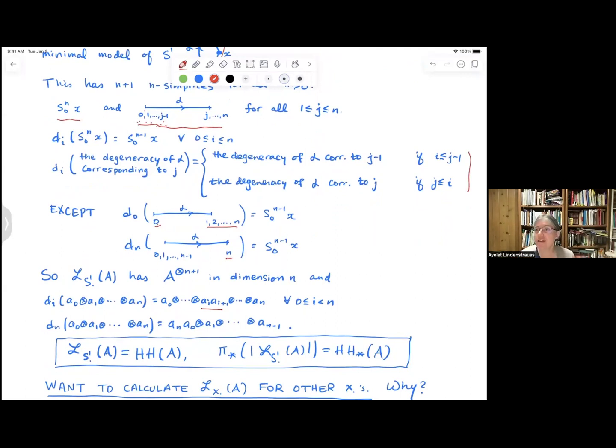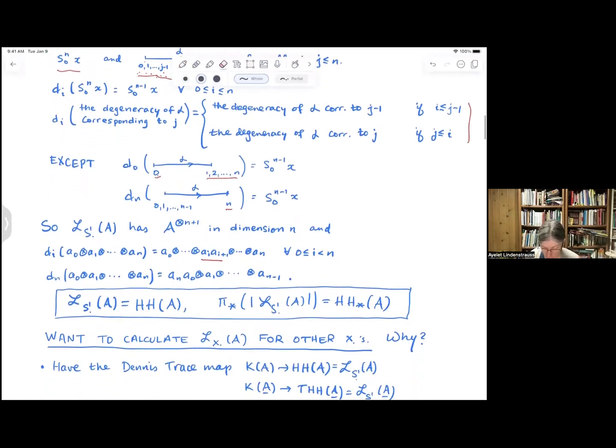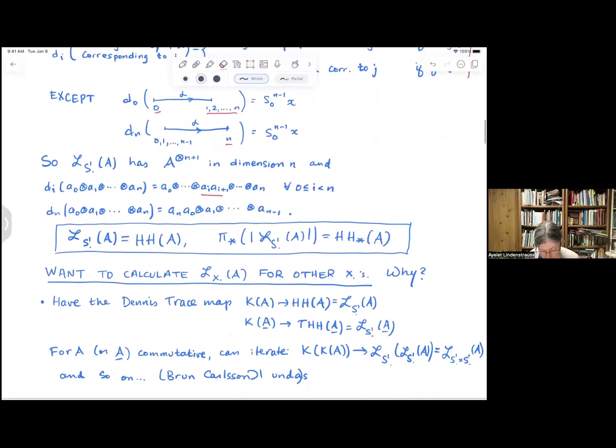And so what this talk is about is taking this construction that gave us Hochschild homology when we looked at the circle and looking at other spaces. And why would we want to generalize it to other spaces? One reason is that we have the Dennis trace map from algebraic K-theory to Hochschild homology, which is the Loday construction over the circle. So you have two versions: one from K-theory of A to the Loday construction of A, and one from K-theory of A, which is K-theory of the Eilenberg-MacLane spectrum, to the Loday construction of the Eilenberg-MacLane spectrum. This is topological Hochschild homology. This is a better invariant than Hochschild homology. And both of them basically involve mapping to the Loday construction over the circle.